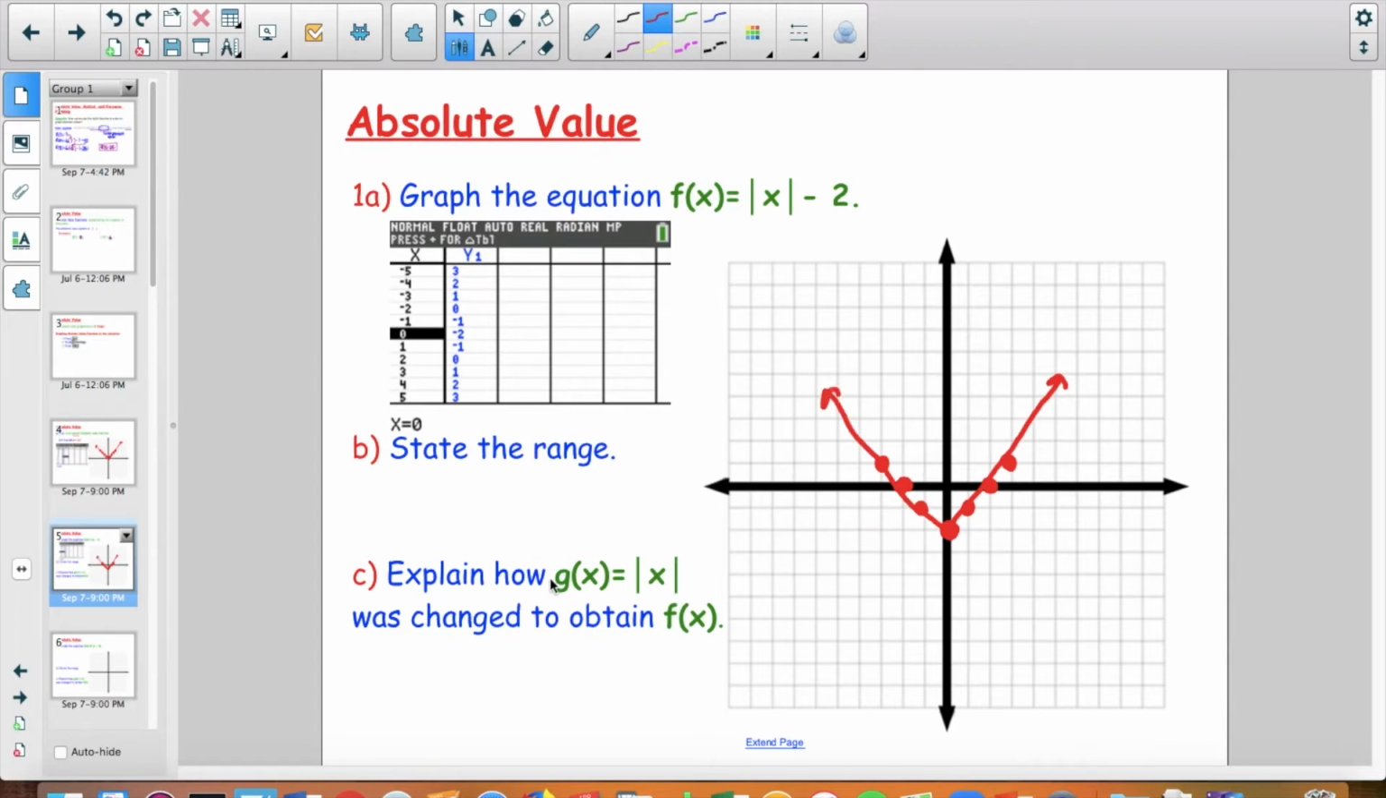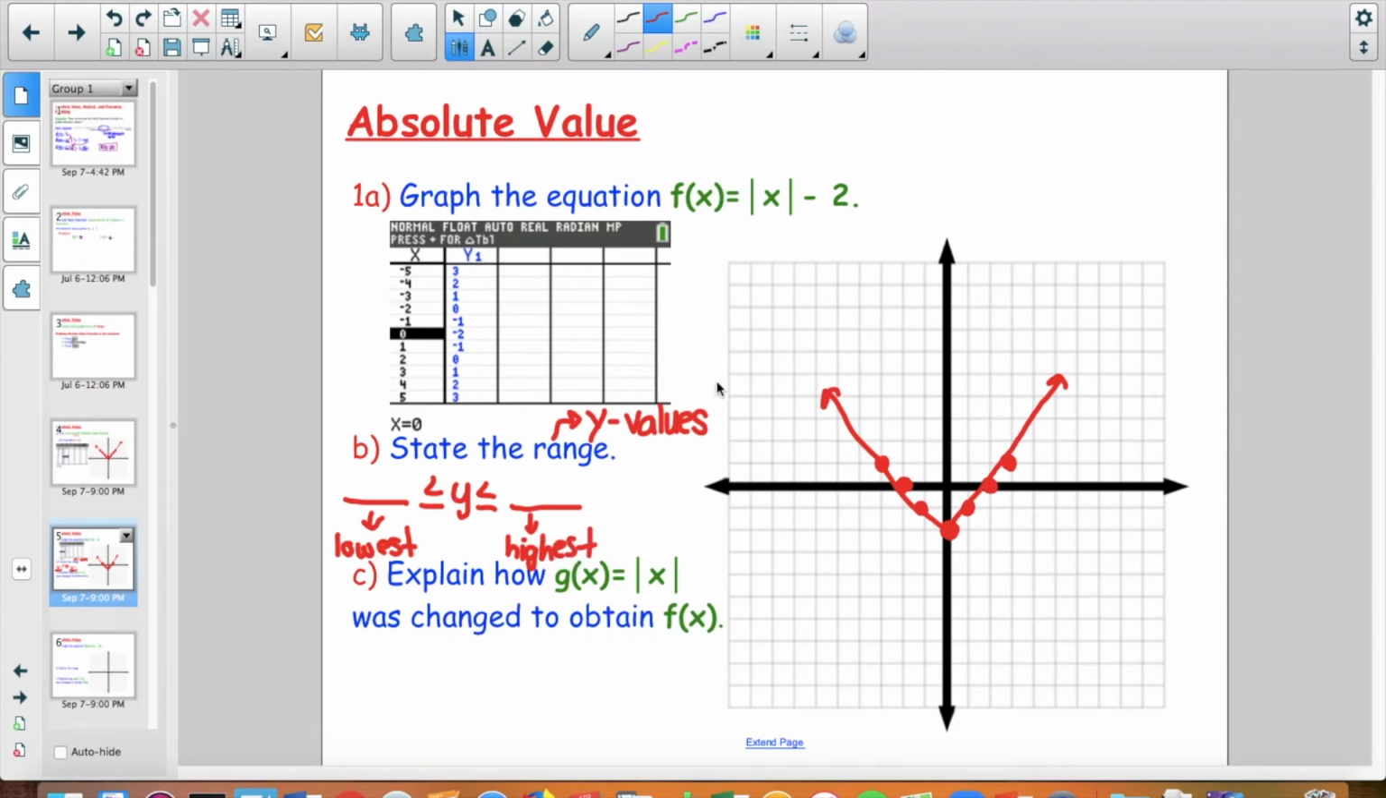All right, so part B says state the range. If you recall, the range are your y values, okay? So it goes from lowest to highest. So remember, it was some number less than or equal to y, less than or equal to some number. Now this was usually your lowest point, and this is usually your highest point. So this is one way to write the range in interval notation.